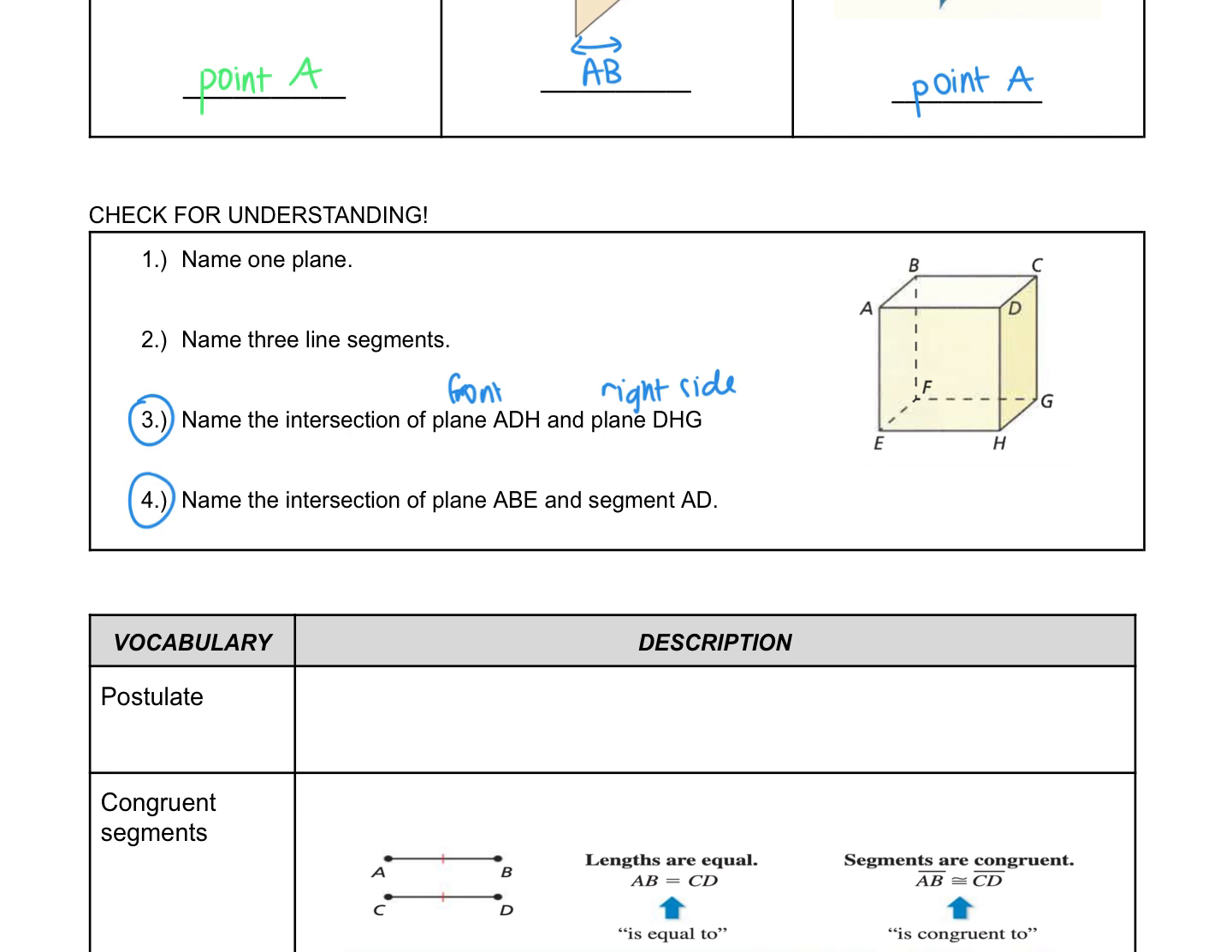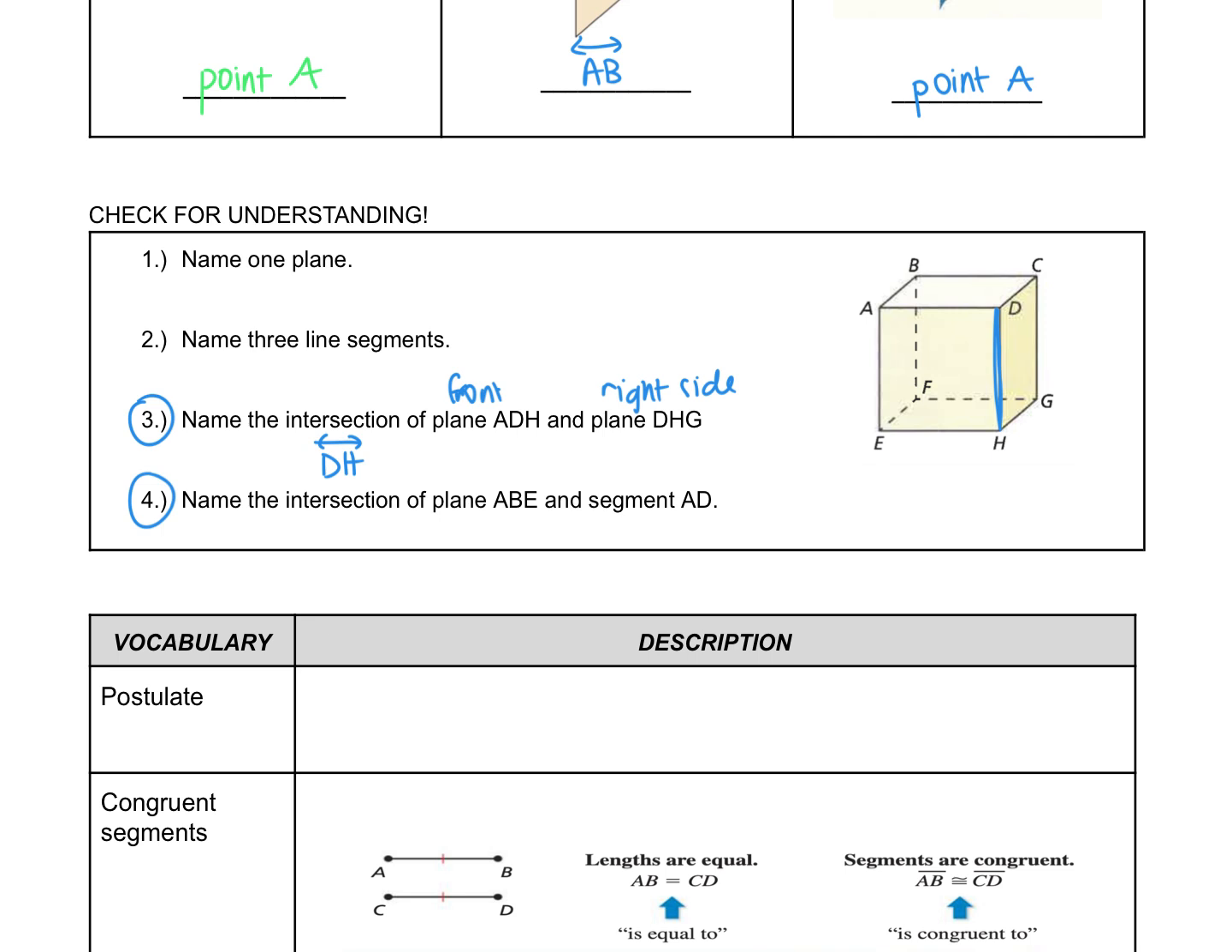Okay, so they intersect at this DH. Now, keep in mind, these planes go on forever. There's no way for us to display that. So DH is really a line. It's written like a segment, but it's a line. Okay. Plane ABE. So now I'm on question 4.